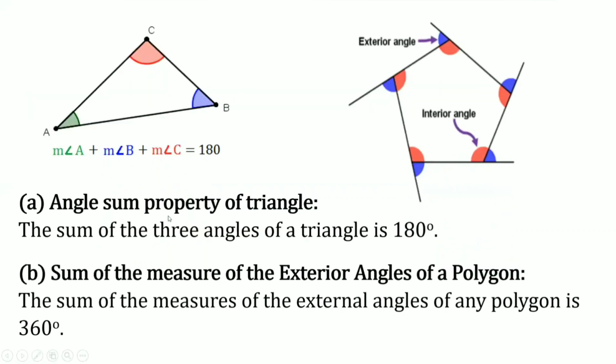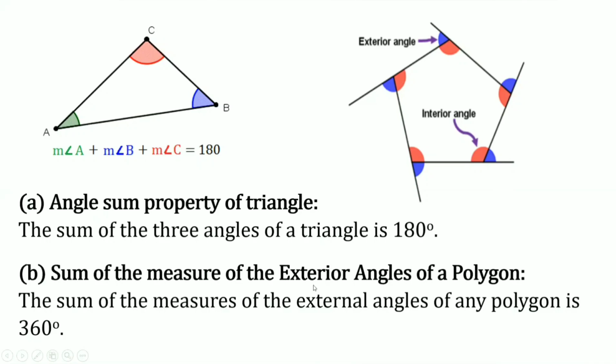Next is the angle sum property of a triangle. This is just a revision of what you have already done in the previous classes. As I said, for this triangle ABC, measure of angle A plus measure of angle B plus measure of angle C is equal to 180. And the same, the sum of the measures of the exterior angles of a polygon.